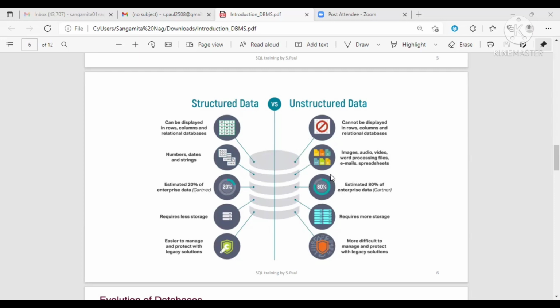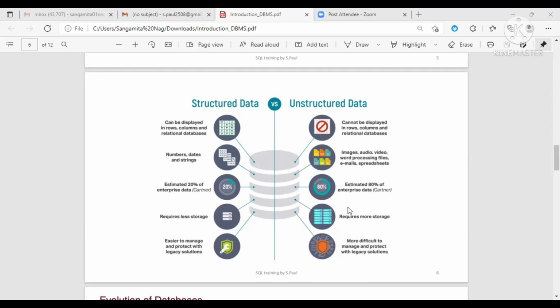For this 80%, we have technologies like NoSQL databases. We have big data wherein we create RDDs. We have Spark for parallel processing. All those hi-fi terms that you see now are used to process this 80% of data.